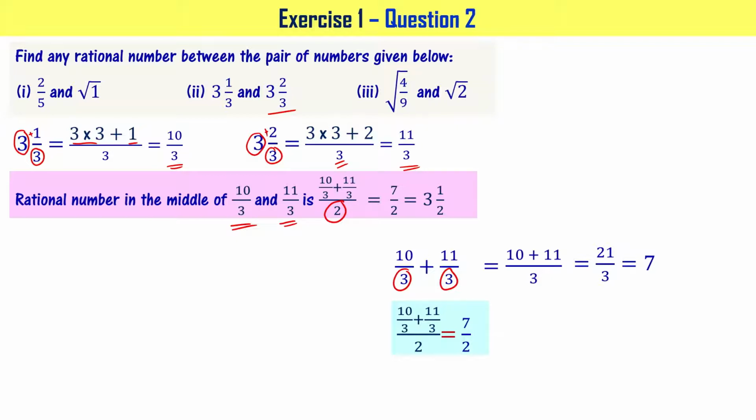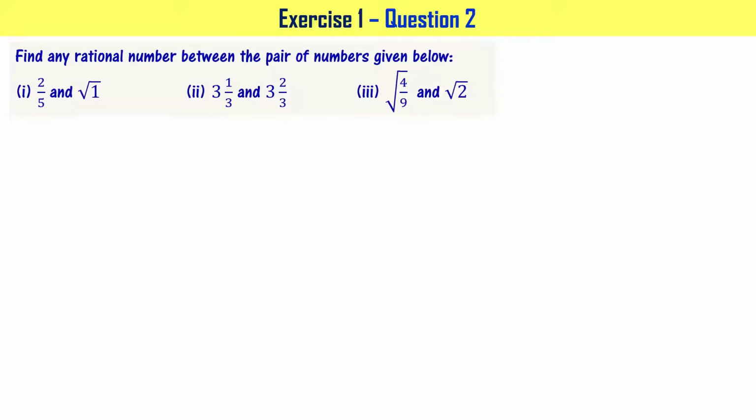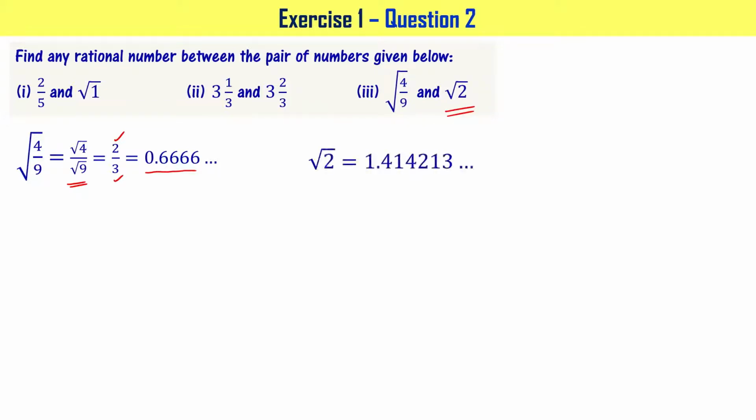So let's go to the next part of the problem, that is root 4 by 9 and root 2. We have to find a rational number between these two. Root 4 by 9 can be written as root 4 divided by root 9, right? Root 4 is 2 and root 9 is 3. 2 by 3 is a rational number and that can be written as 0.666 and so on, meaning it is a non-terminating but repeating decimal, right? So when you express root 2 in the decimal form, you get to see that it is also a non-terminating decimal, but it is not a repeating decimal. That's why root 2 is called an irrational number.